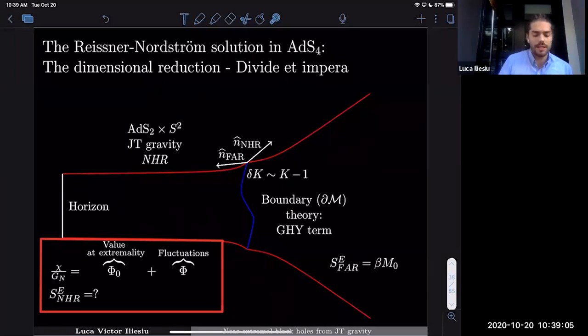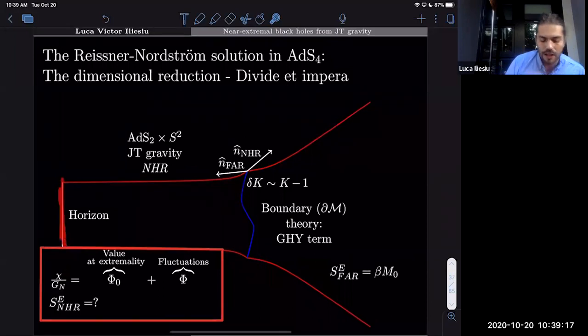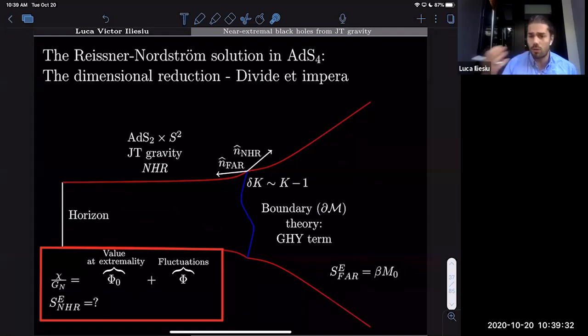Now, in the near horizon region, as I previously alluded to, I have the option of expanding my dilaton field chi into its value at the horizon, so its value here, which I'll call phi 0, and fluctuations around that value, which I'll call phi. So now the question is, in terms of phi 0 and phi, what is this near horizon action, and how does one quantize it?